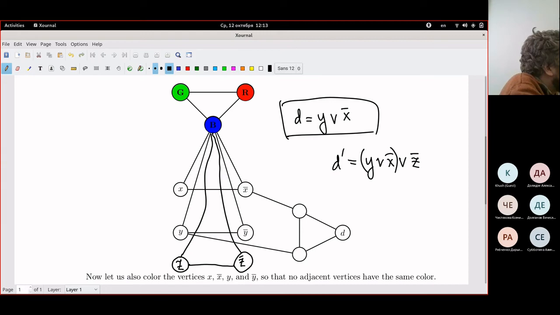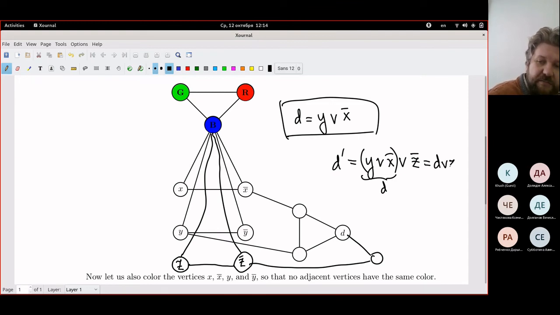So what I wanted to hint to you is that you can reuse the old gadget and write a new gadget for a new disjunction with not Z. No, it will not work because it cannot be true at the same time as D. So this is D. So it's D or not Z.